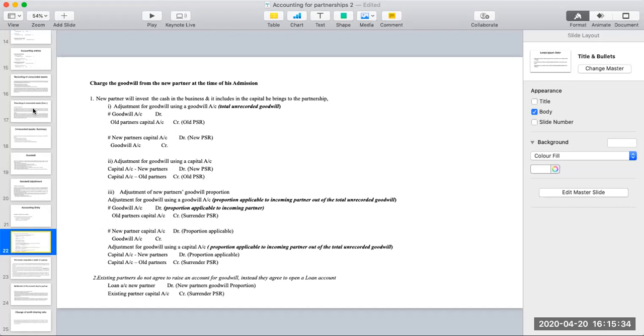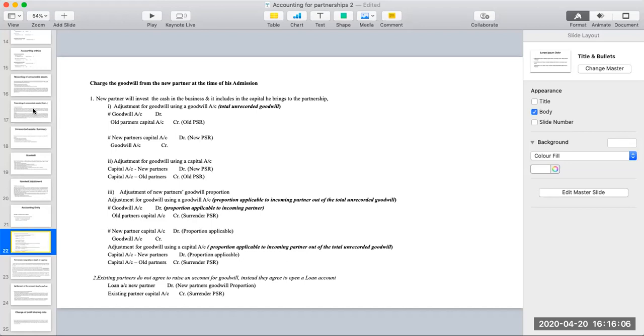This is the one that I mentioned to you: goodwill account is debited, and the old partners' capital accounts are credited. Then again, the new partner's capital account is debited and the goodwill account is credited. Old partners' capital accounts are credited according to the surrender profit sharing ratio. The new partner's capital account, this is only one partner, the one who is coming now.